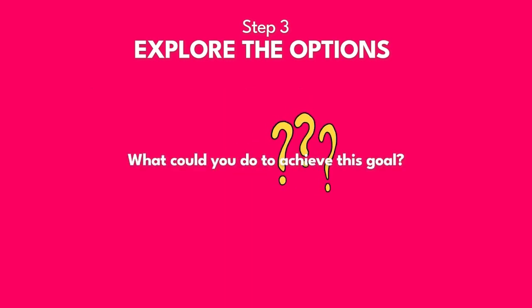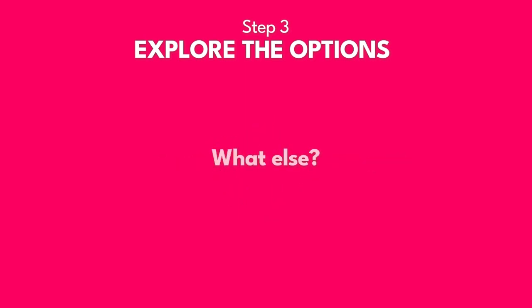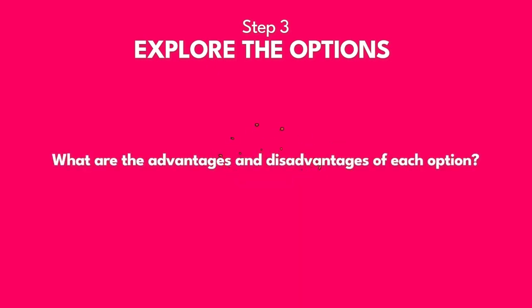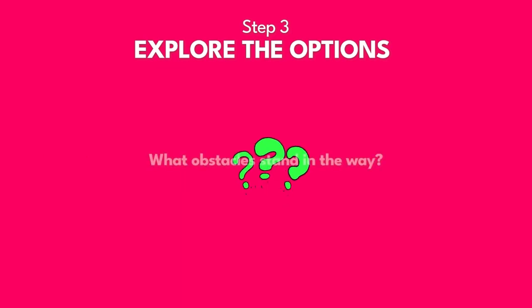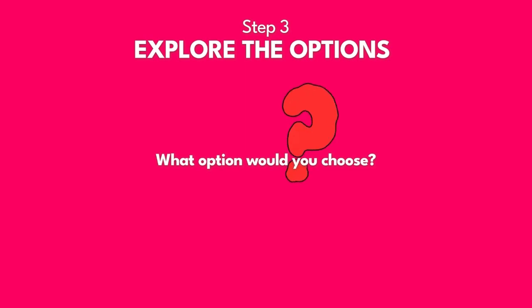What could you do to achieve this goal? What else? What are the advantages and disadvantages of each option? What do they need to stop doing in order to achieve this goal? What obstacles stand in the way? What option would you choose?